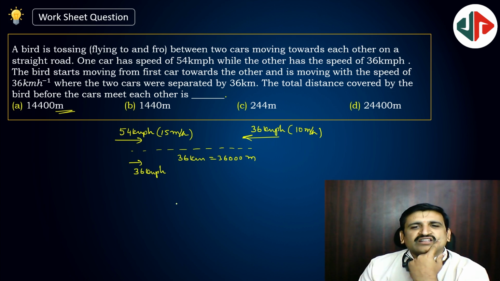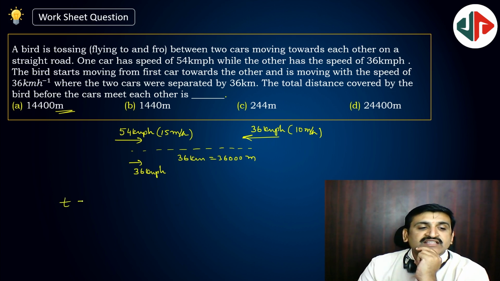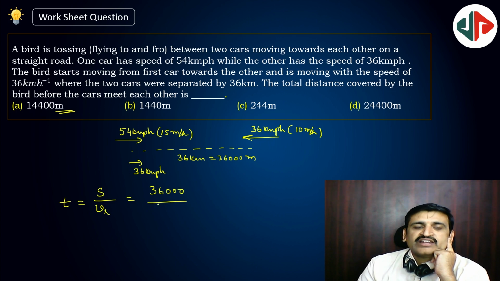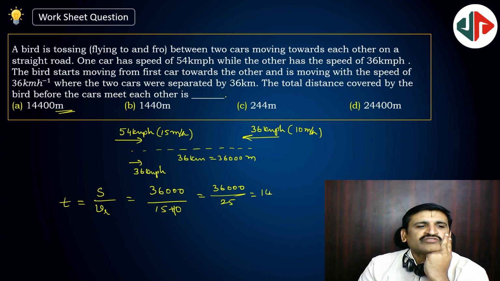See here, the total distance covered by the bird before the cars meet each other. So the cars' meeting time we have to calculate first. Cars meeting time is distance by relative velocity. The distance is 36,000, by relative velocity, which is 15 plus 10 because of opposite direction. So 15 plus 10 is 25. 36,000 by 25 is equal to 1440. Then the distance covered by the bird is equal to time into velocity of the bird.